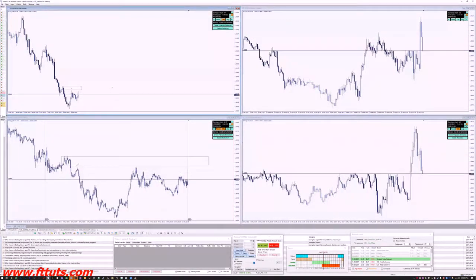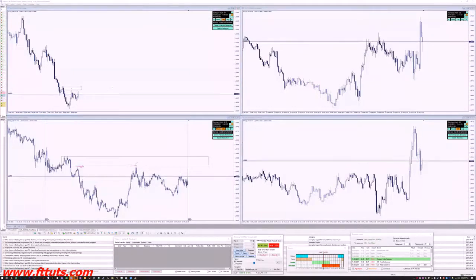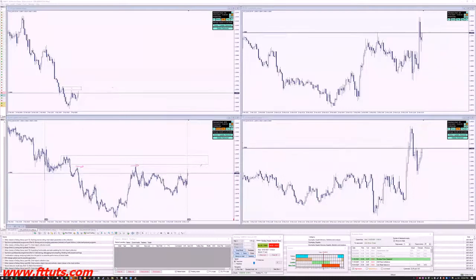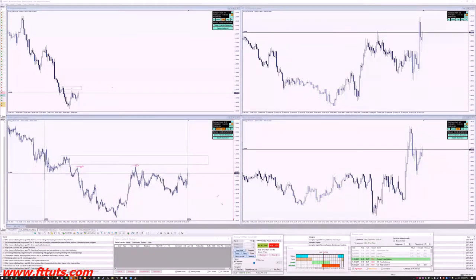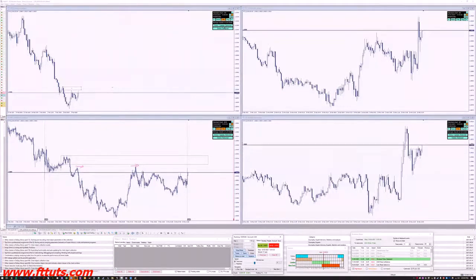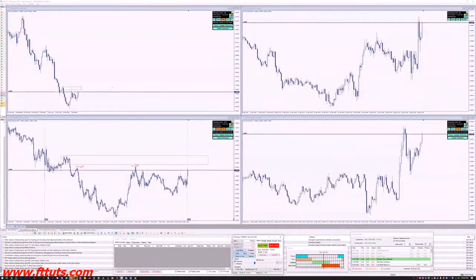So we haven't even tapped into it. We're actually building a lot of liquidity sitting above this 4-hour zone. So this is a nice spot. We can look to potentially trade if we get our lower time frame model showing itself.